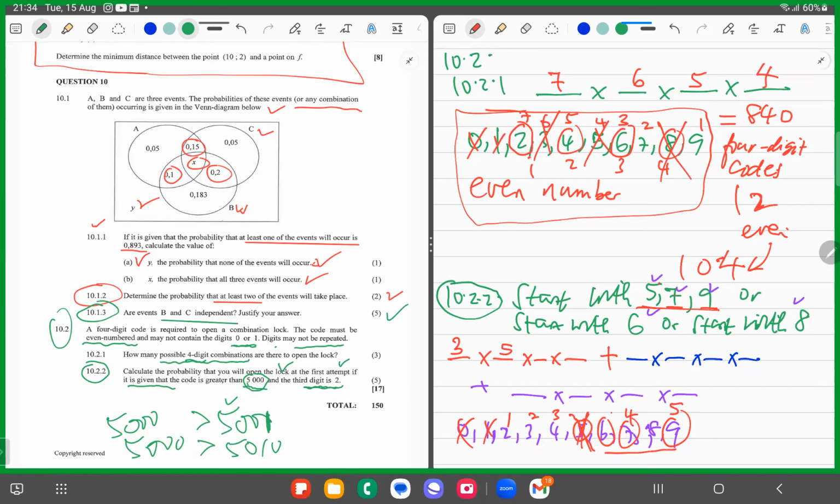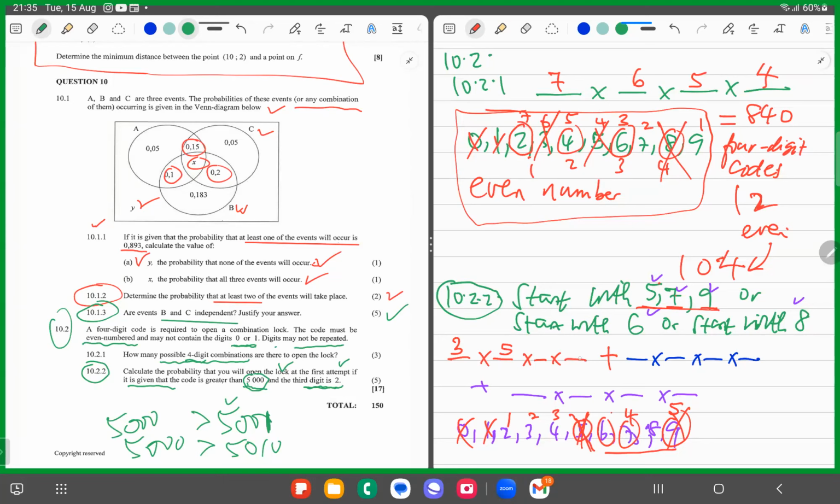After having chosen one of them, maybe you chose 9, right? So what choice are you going to have then for the other digit? You need to think about the number of choices you're going to have for that digit.